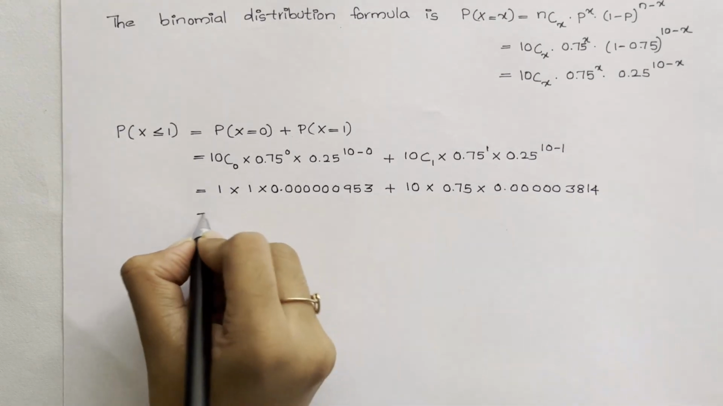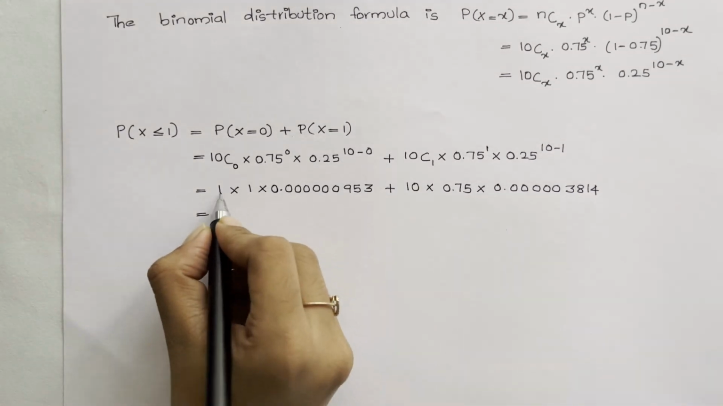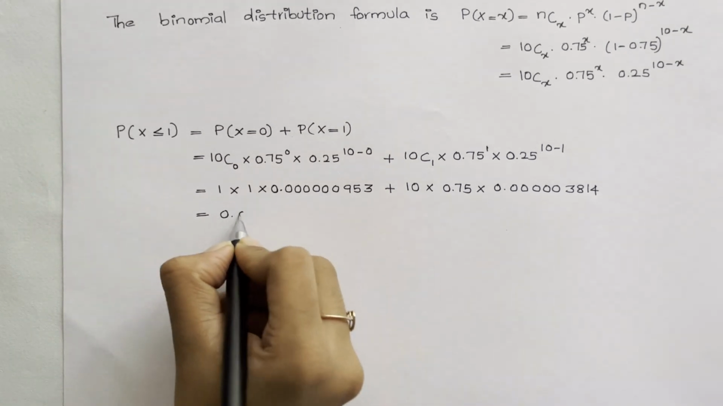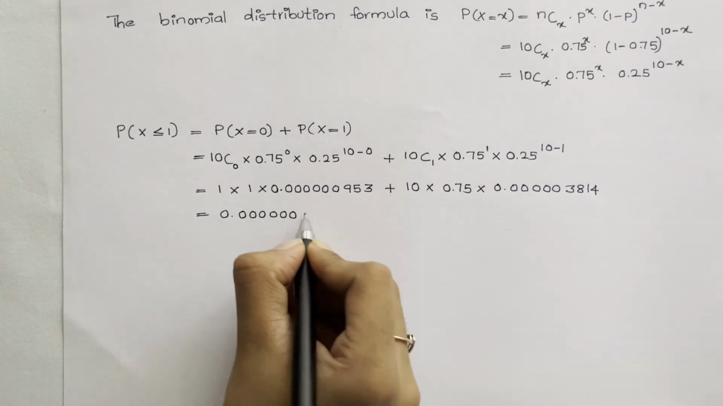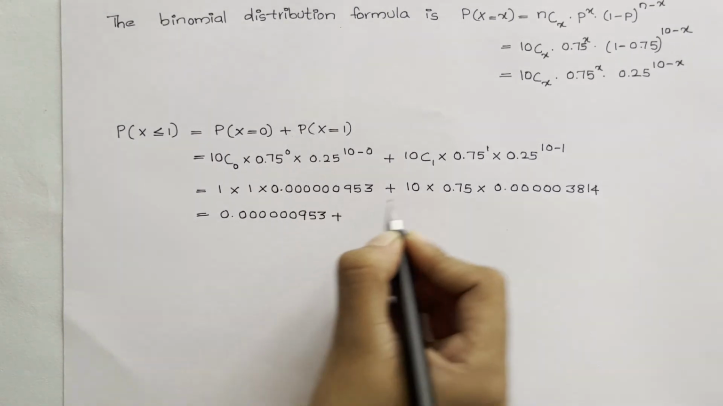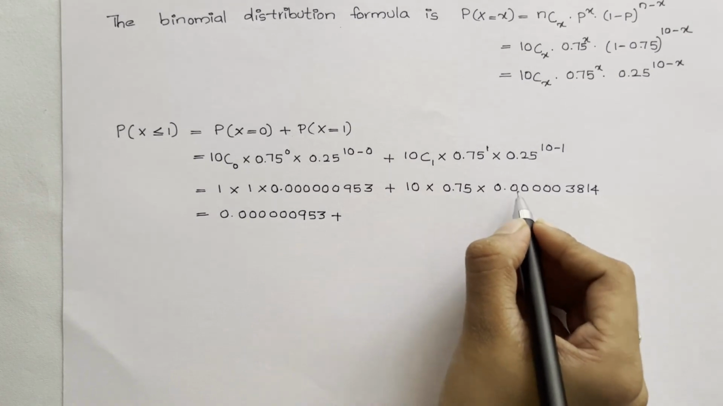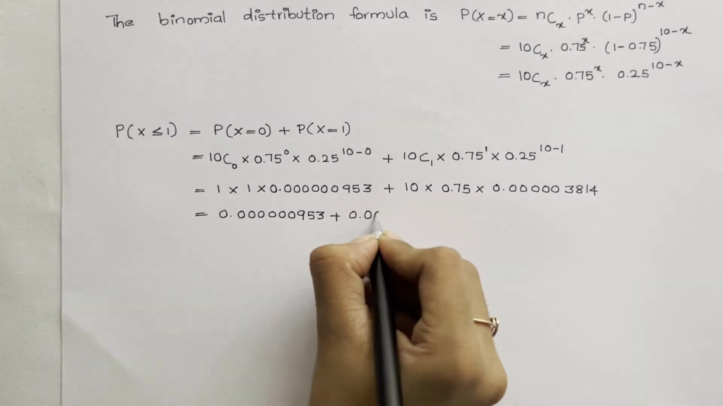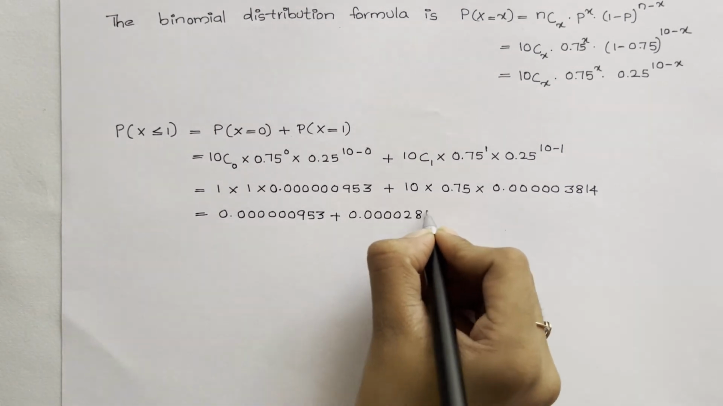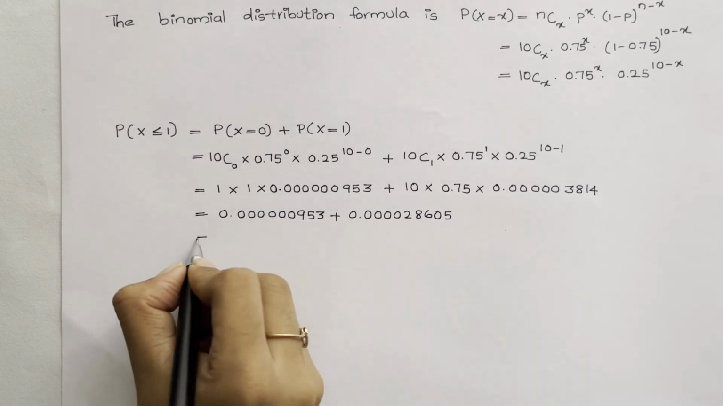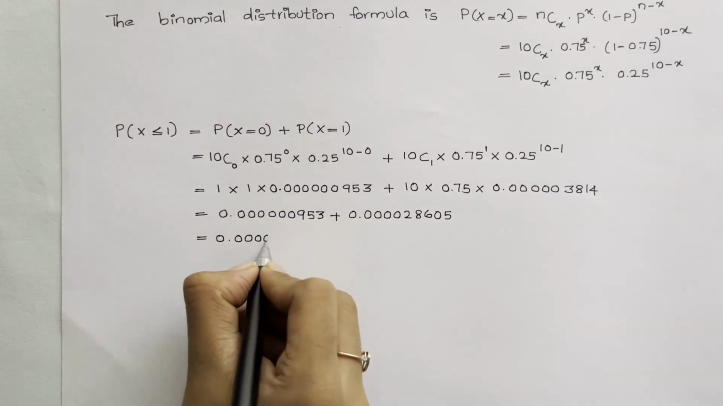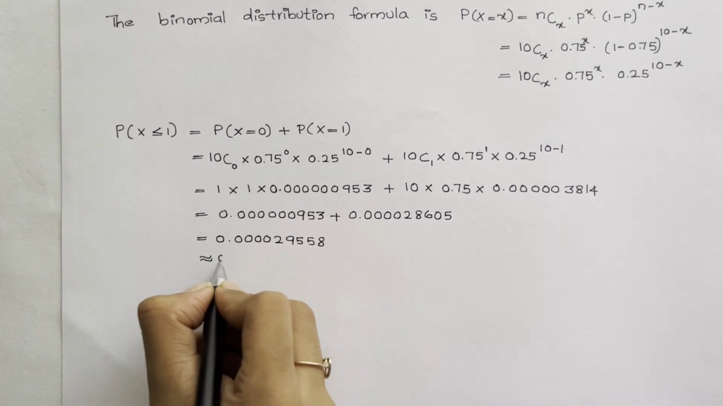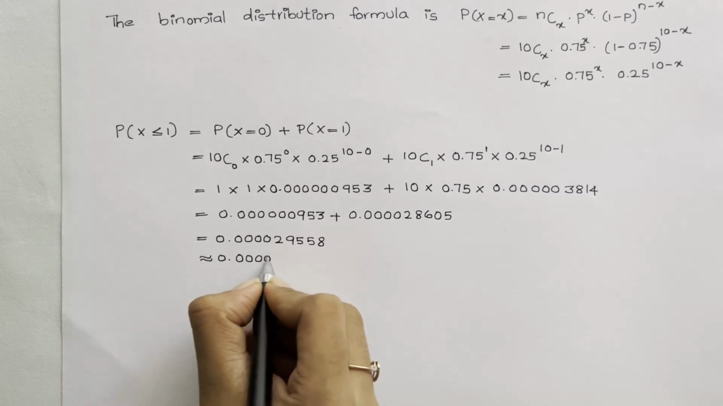0.000003814, equal to 1 into 1 into 0.000000953 plus 10 into 0.75 into 0.000003814, which is 0.000028605, equal to 0.000029558. It is approximately equal to 0.00003.